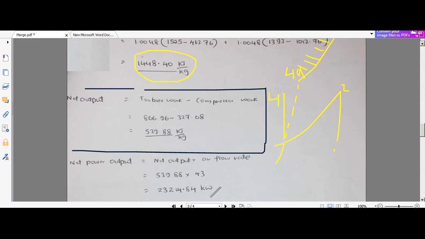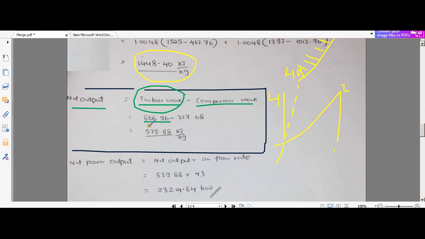So what is this net output? That is why here I'm going to consider a special scenario, net output. The net output is not only the turbine work. Actually the net output is the turbine work, but some amount of this turbine work is used in order to drive the compressors.